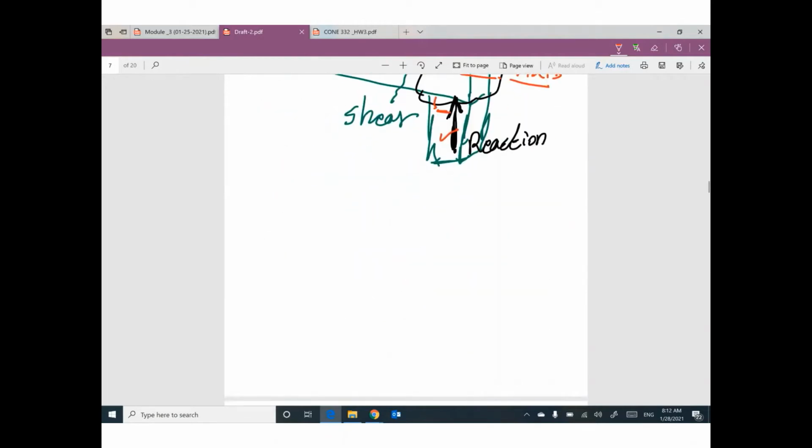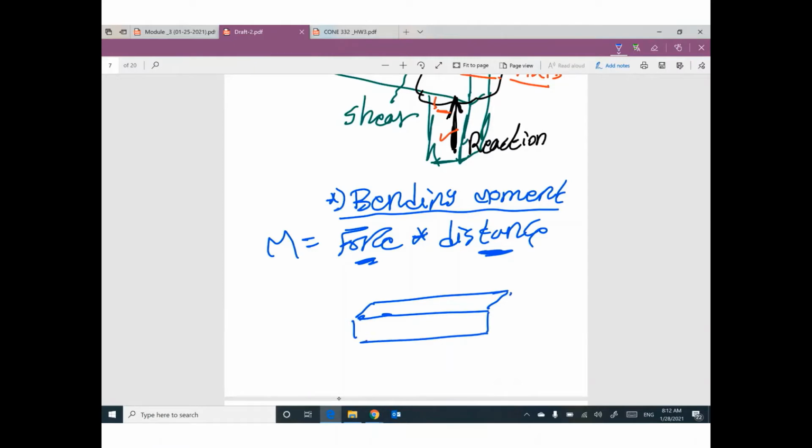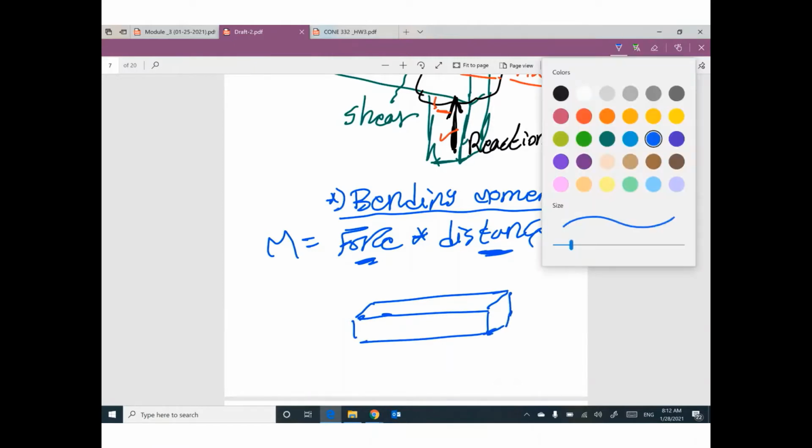The third internal force is called bending moment. By the way, if you have a force and you have a suitable distance, if you multiply this force by this distance, you can get a moment. This moment will make this beam bend like this.